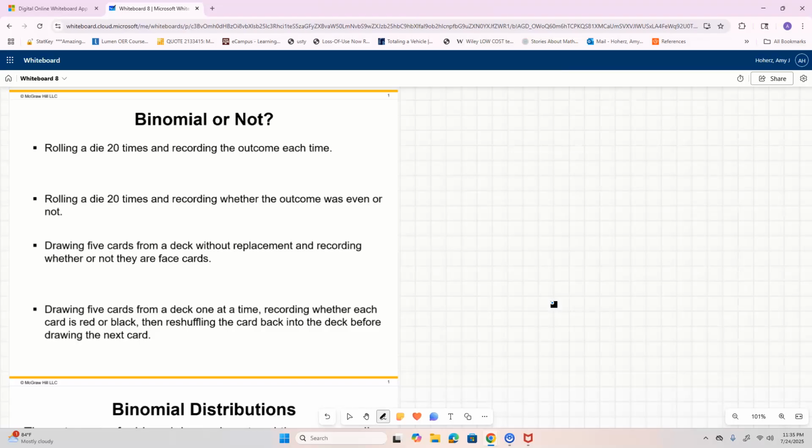Rolling a die 20 times and recording the outcome each time, is that binomial or not? And that would be no. Because in that situation, if we're just recording the outcome, we could have 1, 2, 3, 4, 5, or 6 as outcomes. So there's more than 2.